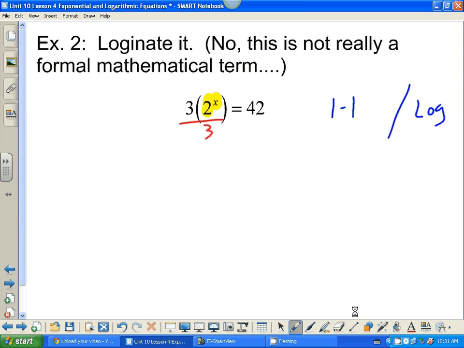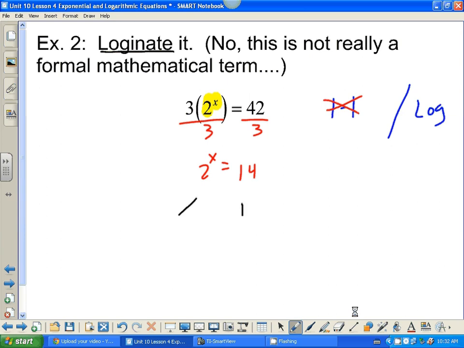So I'm going to divide both sides by 3 to isolate 2 to the x. And that's going to give me what? 42 divided by 3 is 14. 14 is not a power of 2. So the one-to-one property would not be appropriate. What I can do, however, is take a log of both sides. Because remember, whatever you do to one side, you can do to the other. So this is what we mean by logarithmized.